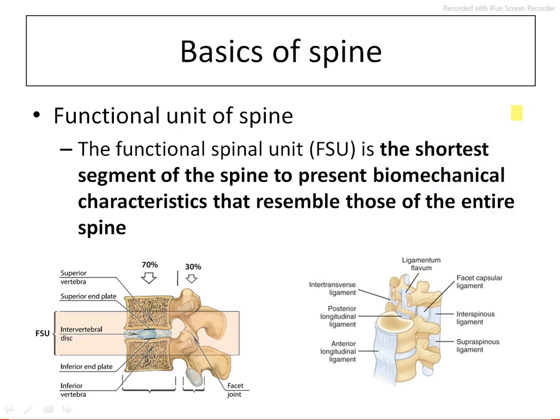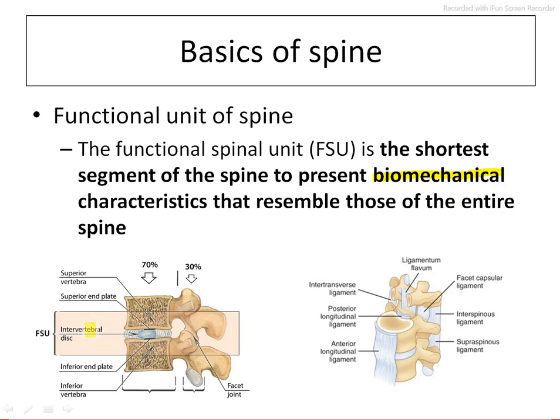That individual component which represents the spine and acts biomechanically the same as the spine is the functional spinal unit. So the functional spinal unit is the shortest segment of the spine to represent biomechanical characteristics that resemble those of the entire spine. Meaning, what is the function of the spine? This functional spinal unit does the same as an individual component.